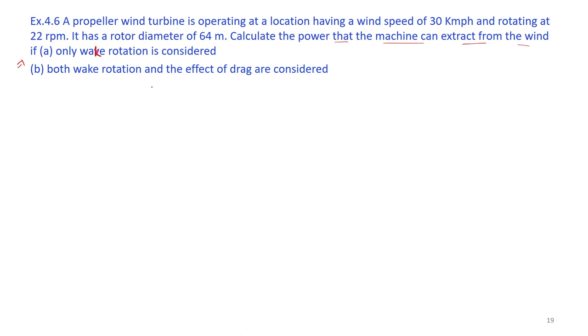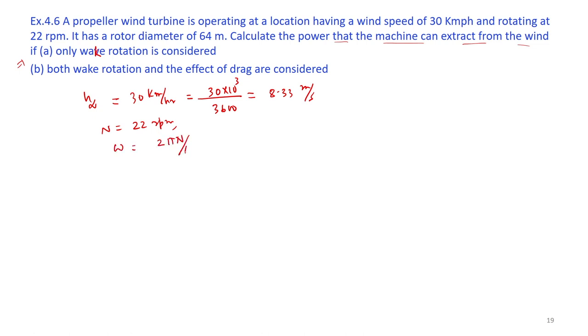Wind speed is given as 30 kilometer per hour. So that means 30 into 10 cube divided by 3600, which is nothing but 8.33 meter per second. And n is given as 22 RPM. So omega we can find out, it is twice pi n by 60, which is equal to 2.3038 radian per second.